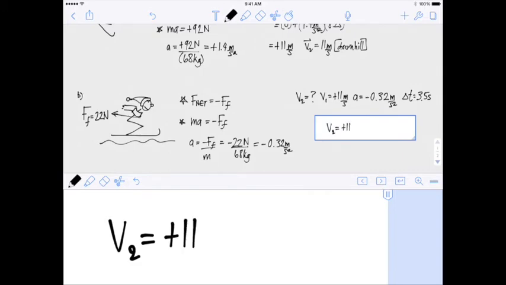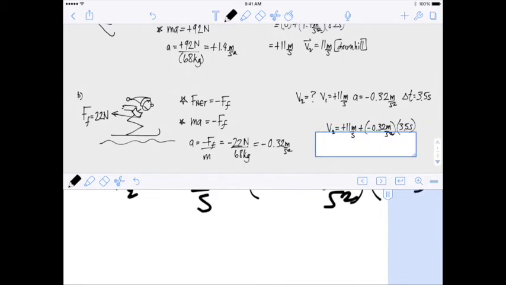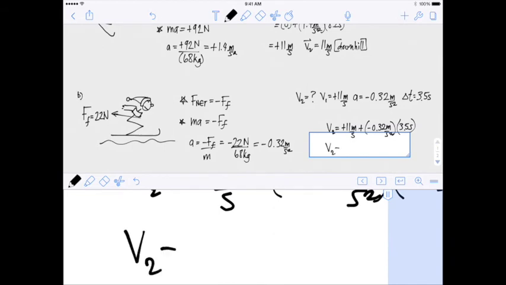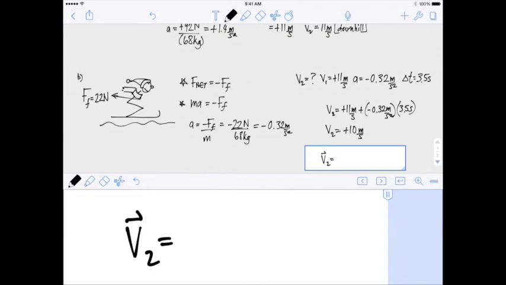So it is plus 11 meters per second plus negative 0.32 meters per second squared times 3.5 seconds. If you punch this into your calculator, you'll end up with positive 10 meters per second. So we can say that the skier's final velocity after the 3.5 seconds is 10 meters per second to the right.